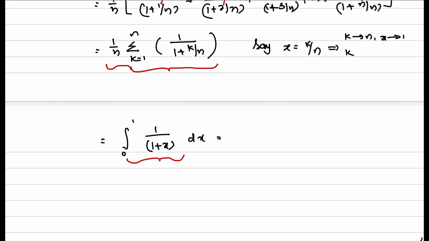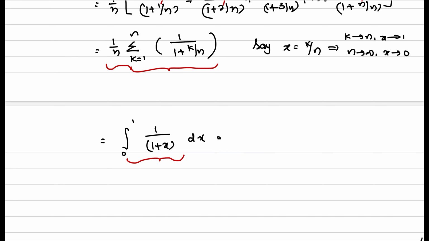When k is equal to n, it means x is equal to 1. When n tends to infinity, x tends to 0. Hence, this can be written like this.